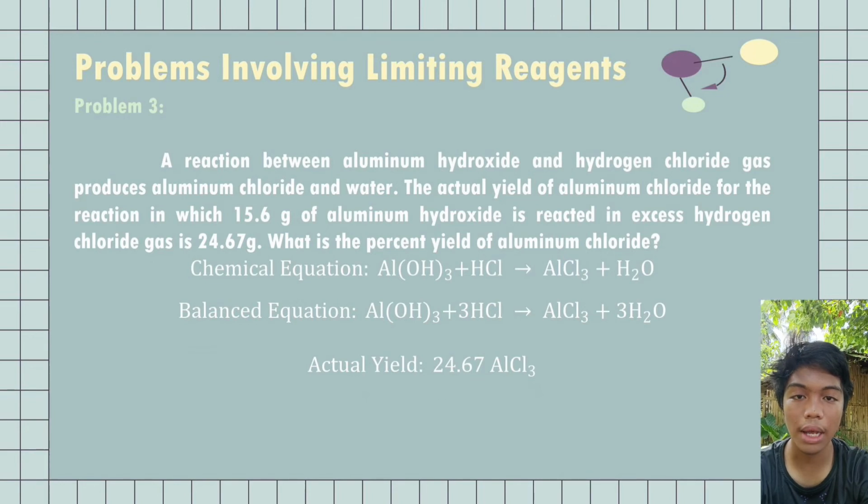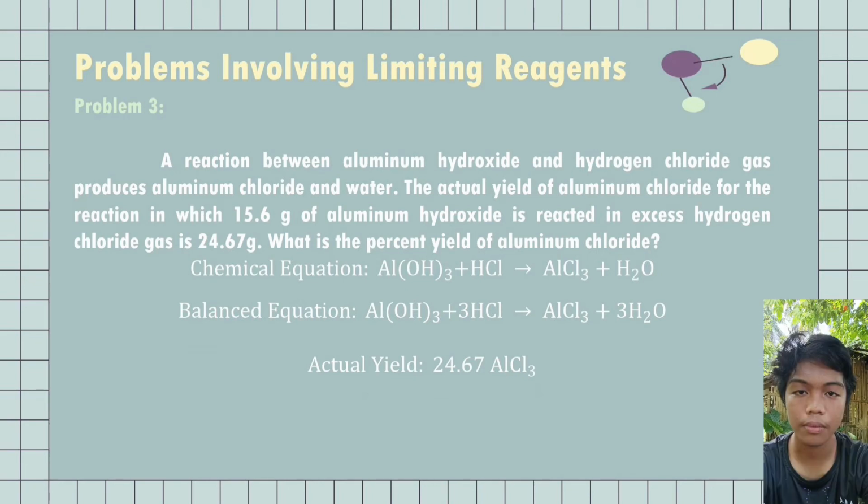First, write the chemical equation of the reaction and make sure it is balanced. The balanced equation of the reaction is 1 mole of aluminum hydroxide reacted with 3 moles of hydrogen chloride gas to form 1 mole of aluminum chloride and 3 moles of water.